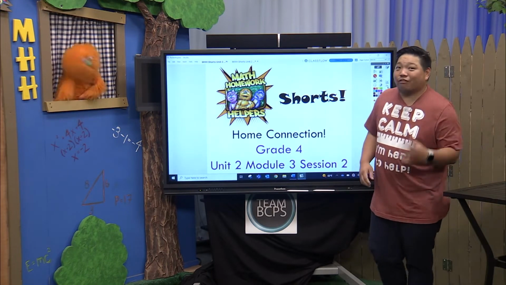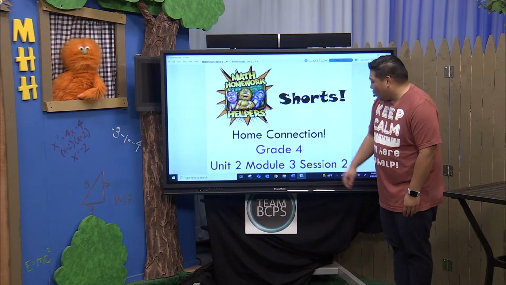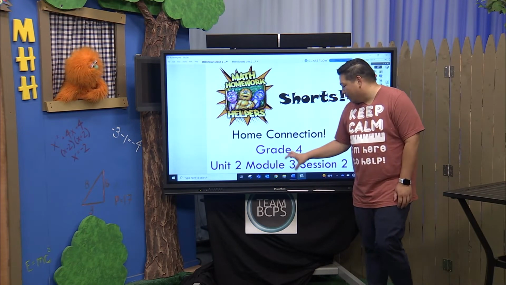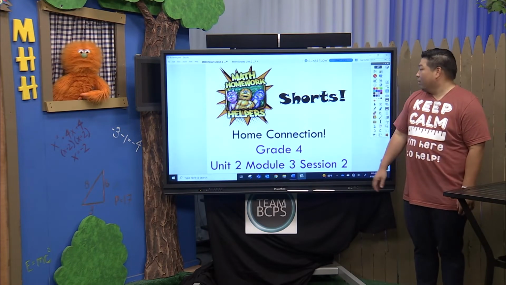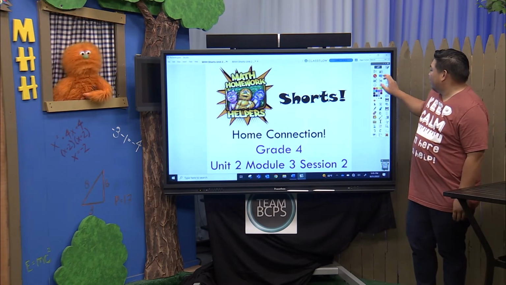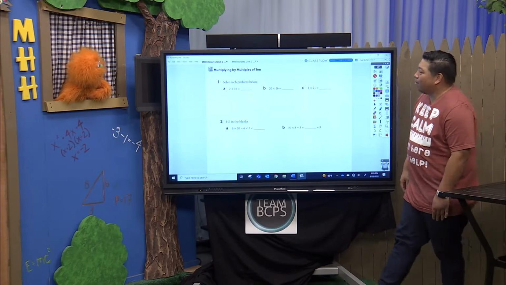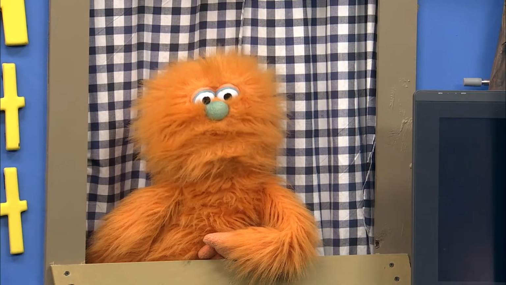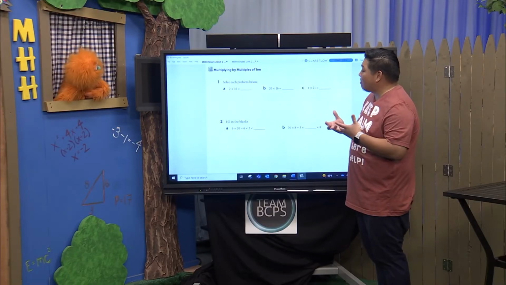We're going to be working with our 4th grade friends today, and we are in our home connections. Halfway through Unit 2, we're in Module 3, Session 2. Session 2 is all about multiplying by multiples of 10. We've been talking a lot about using what we know about multiplication and multiplying by 10 to help us solve problems a lot easier.